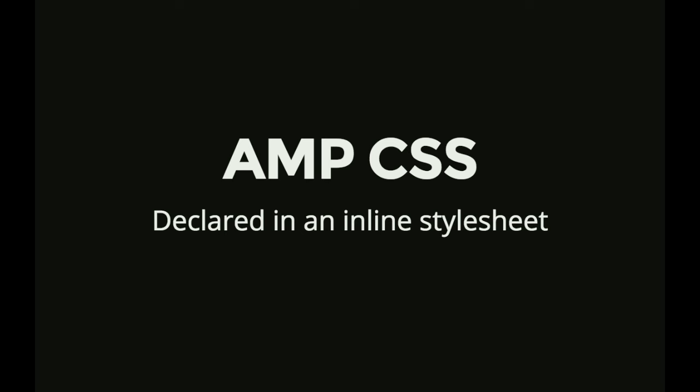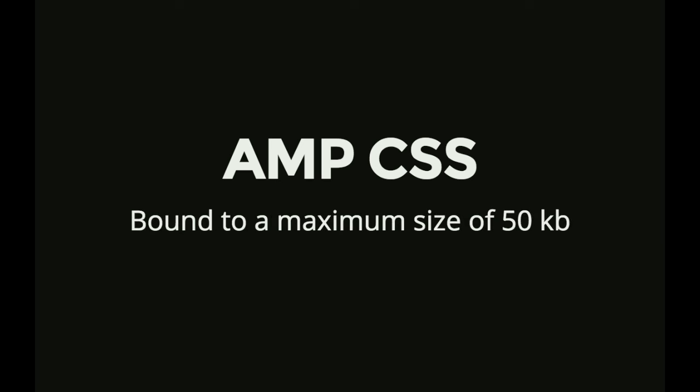The CSS is also on that same page that has your site. So again, not getting too technical, but the CSS is all inline. So rather than having a separate document for your CSS and your HTML, it's all in the same document. And not only that, there is a limit to the size of the CSS you can use, 50K. So you can't go crazy with your CSS in AMP.